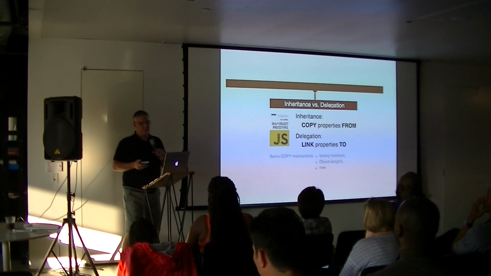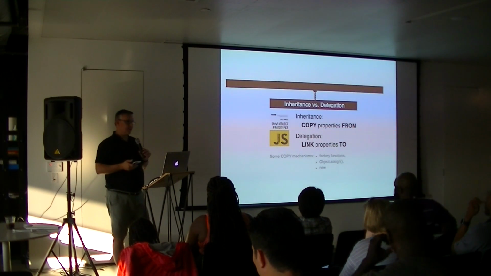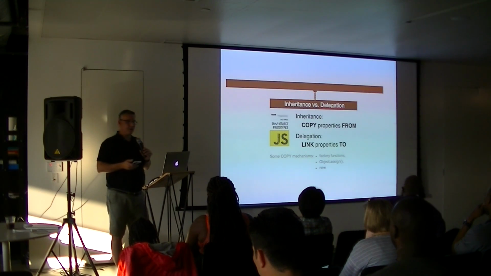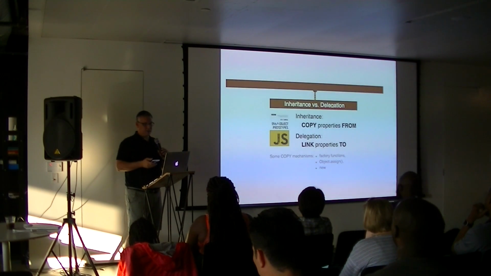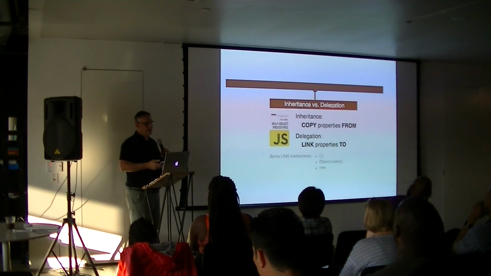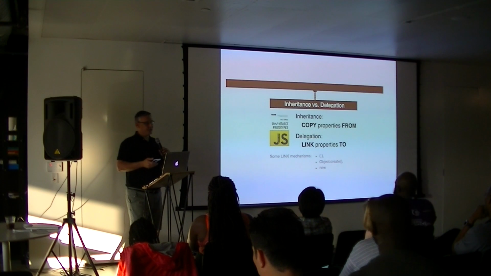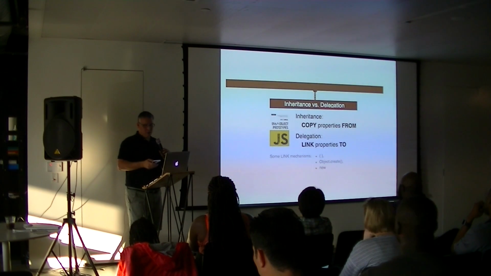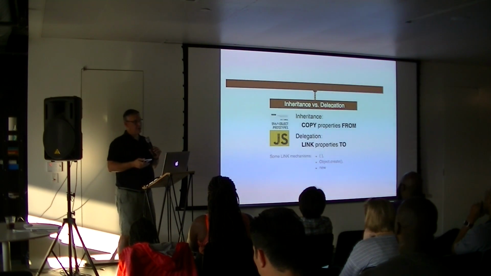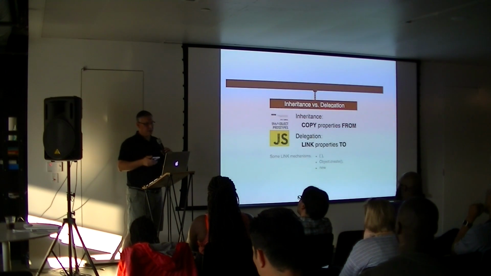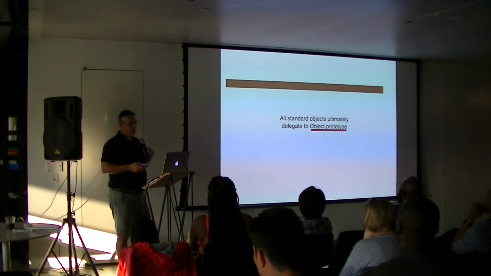Some copy mechanisms in JavaScript are factory functions, Object.assign, or new, and I'll talk about each of these individually in a few minutes. Some link mechanisms in JavaScript are the object literal, Object.create, and again, new. You'll notice new is on both the copy and the link, and that's one of the chief complaints about using new in the constructor in JavaScript. It's mentally a little bit more to think about. So we talked about delegation.